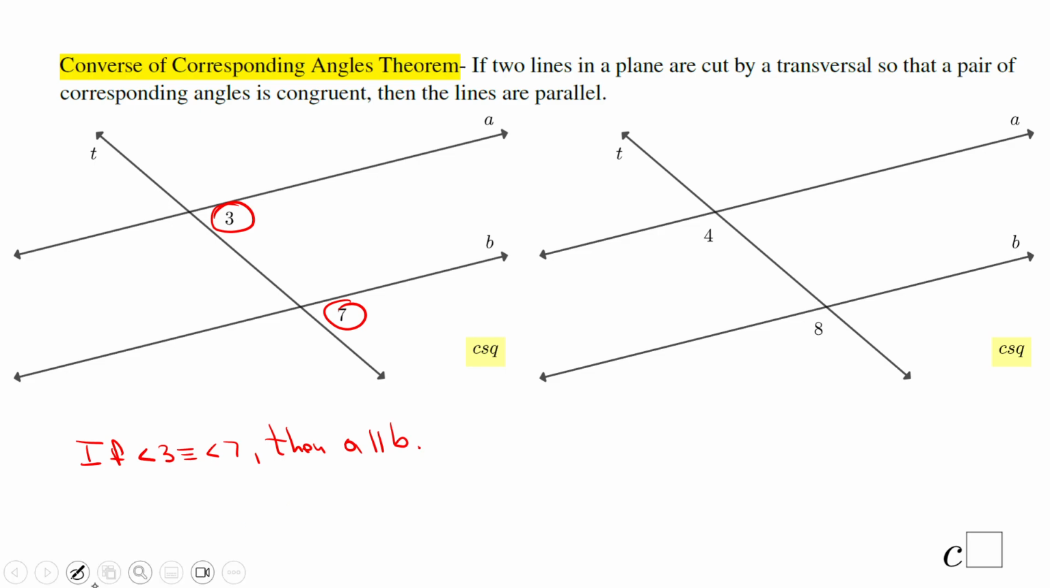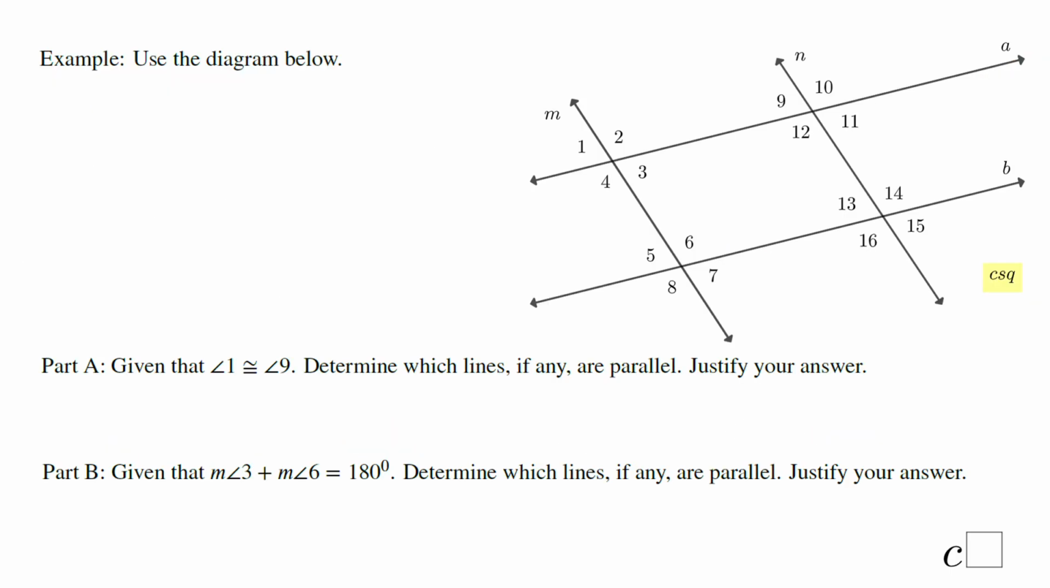And 4 and 8. So in this case we have 4 pairs. Remember, for corresponding angles we have 4 different choices to use this converse of the corresponding angles theorem. So if angle 4 is congruent with angle 8, then A is parallel to B.